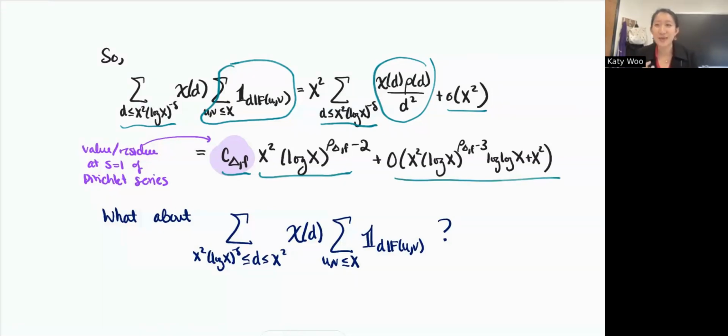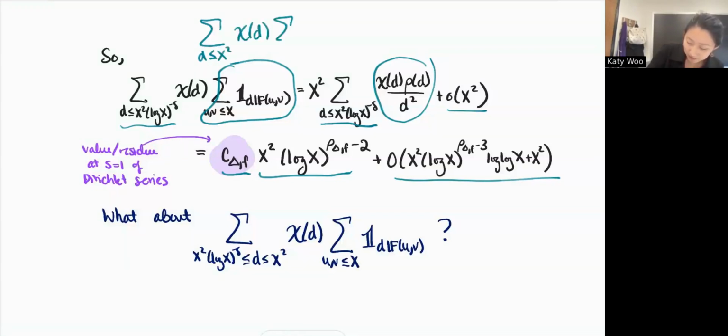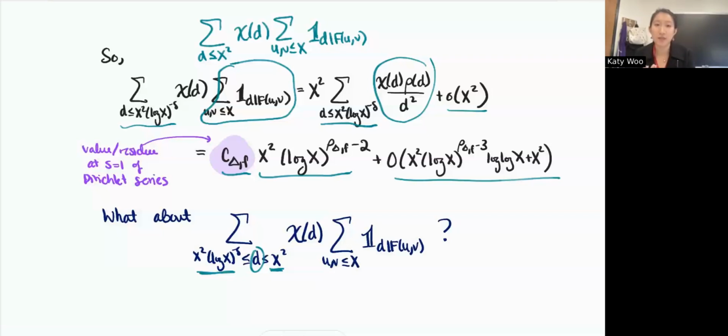However, that wasn't what we were originally trying to estimate. We actually wanted the sum of d all the way up to x squared of chi of d, the sum over u and v up to x, such that d divides f of uv. So we need to handle these larger moduli, the d that are in between x squared and x squared times log x to the negative delta. And so this is where de la Bretèche and Tenenbaum bring in the Hooley delta function.